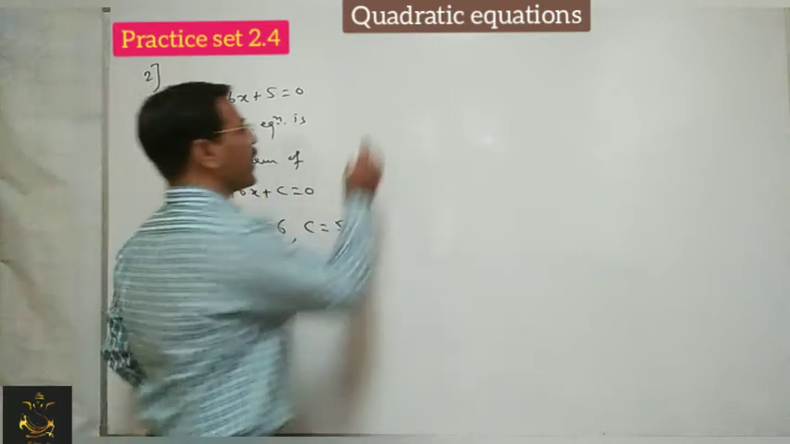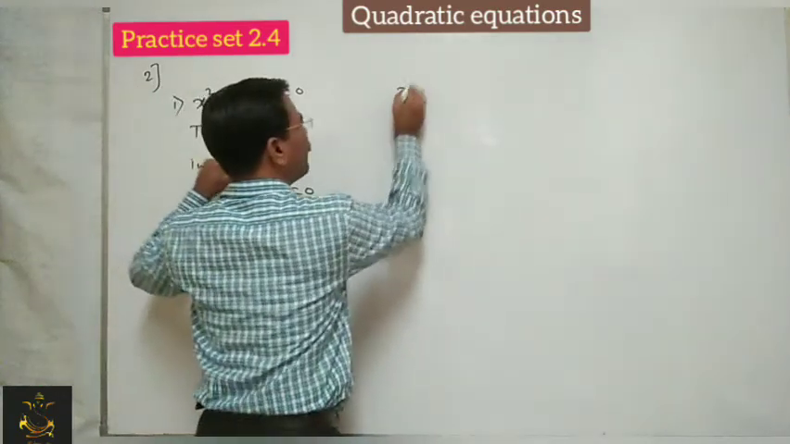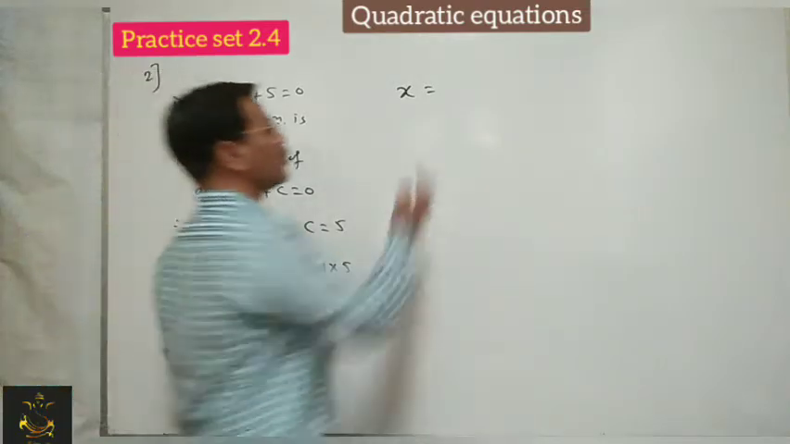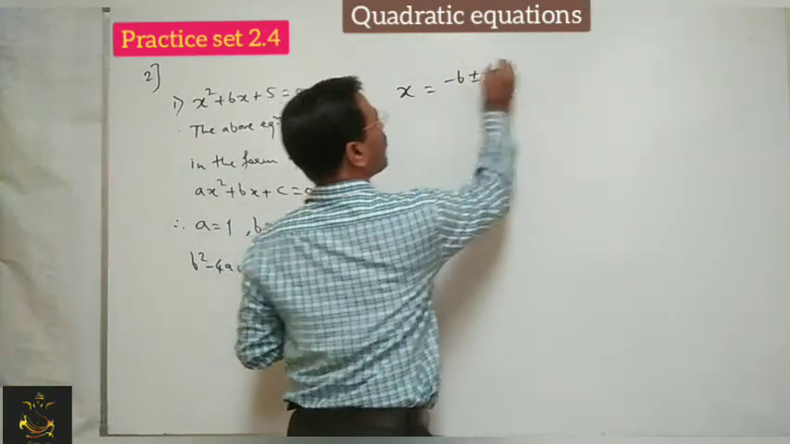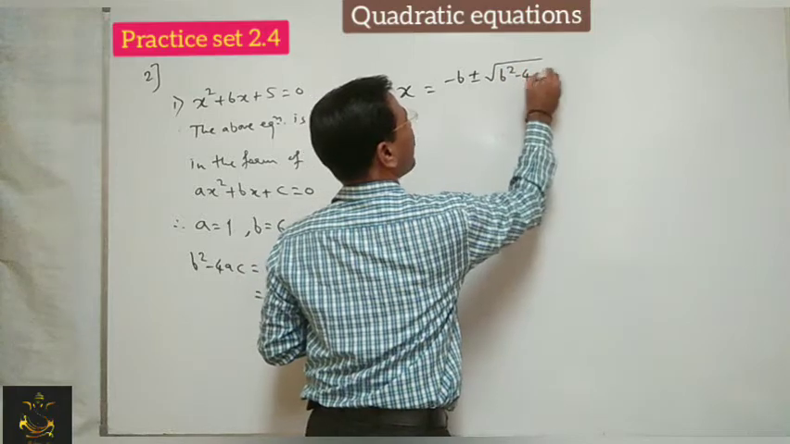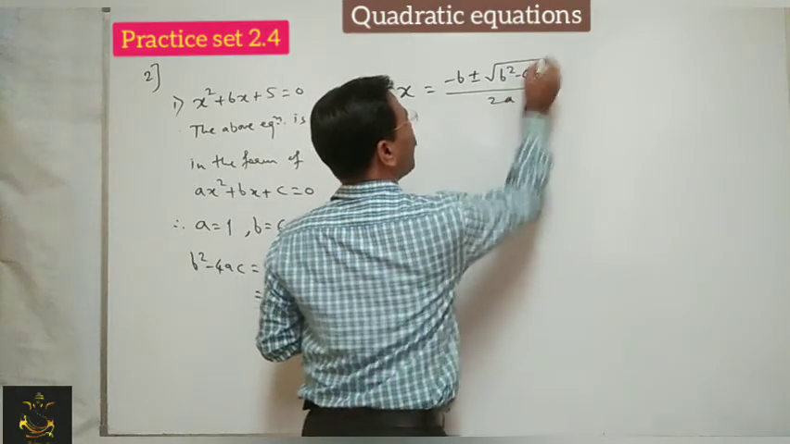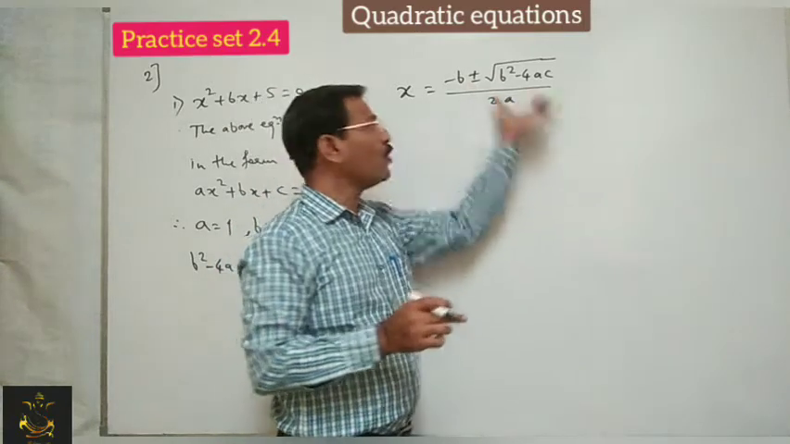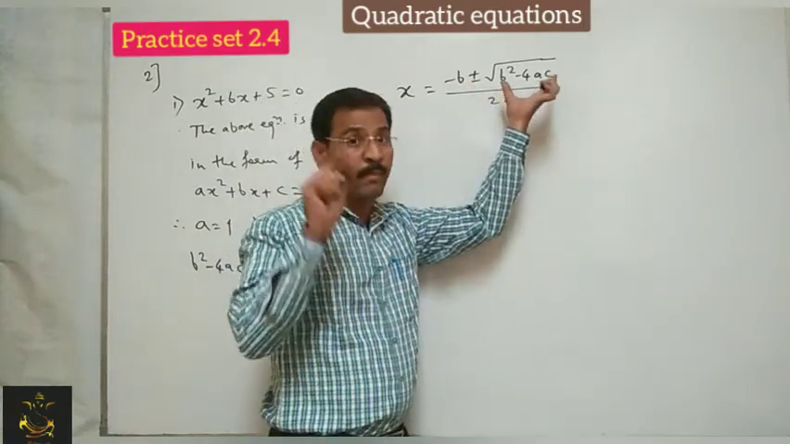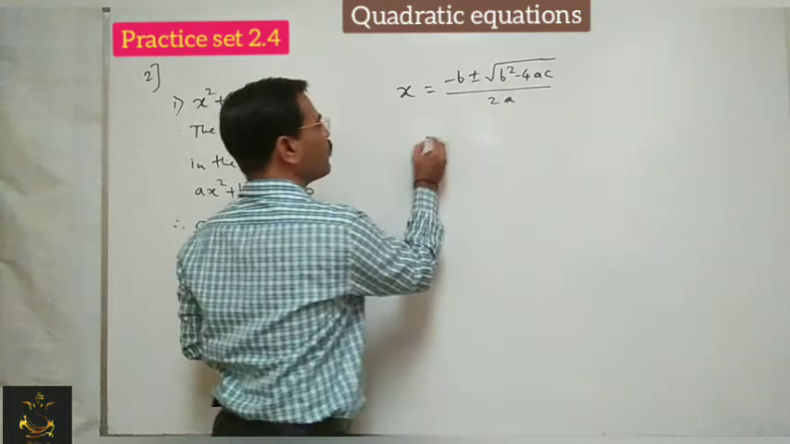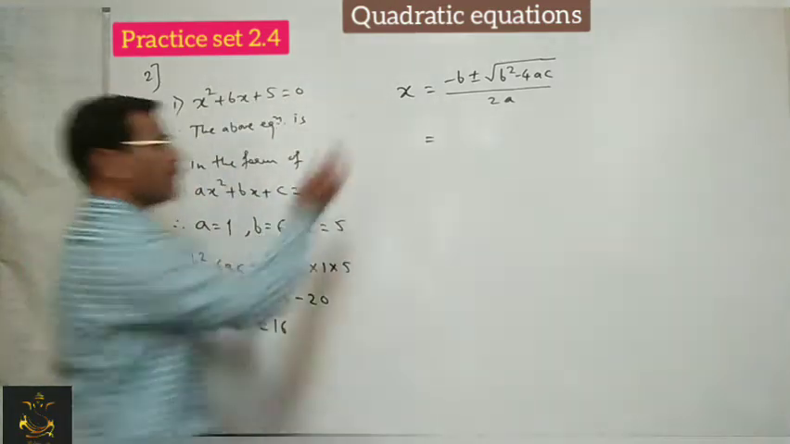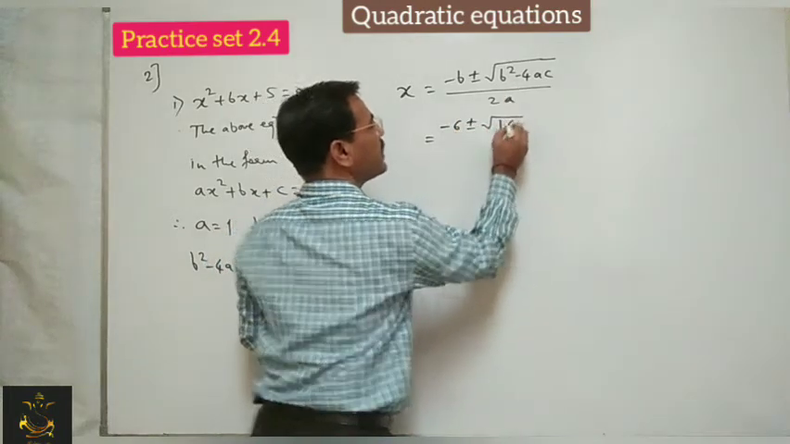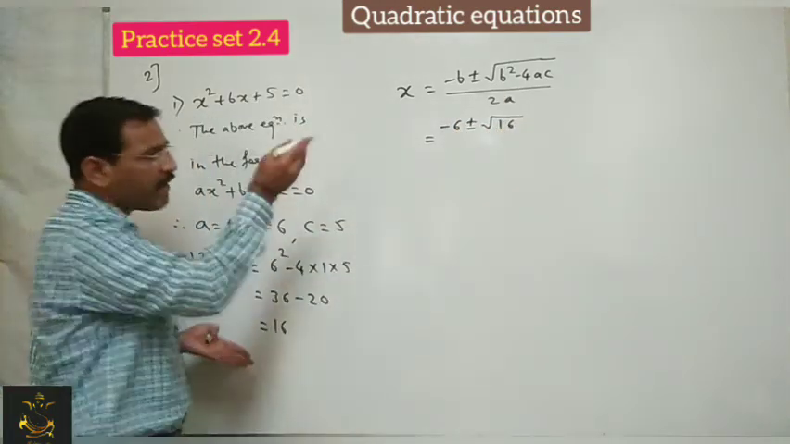By that formula, the variable here is x. If the variable is different, we can write that variable. Now x is the variable. So x equals minus b plus or minus under root b square minus 4ac upon 2a. Remember friends, this 2a is for the whole, not only for this term. That is very important. Now I will put the values. What is b? 6, but minus is already there, so minus 6, plus or minus, and this is what we just found, 16.